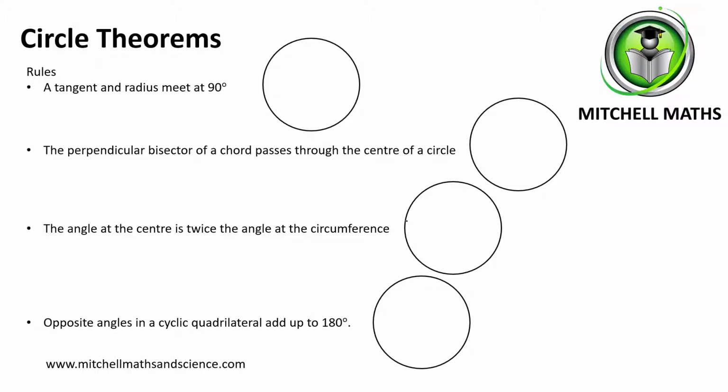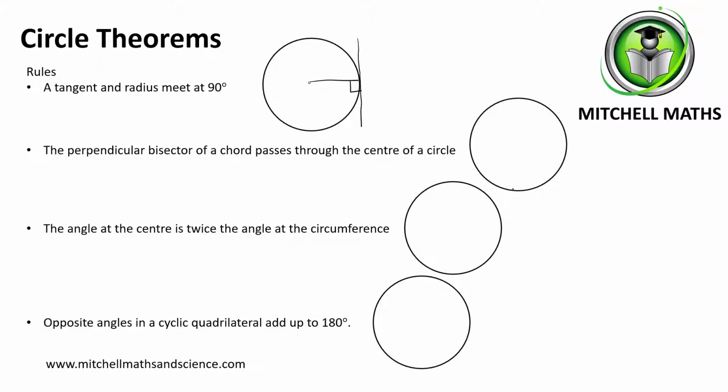Now let's have a look at four more rules. A tangent and radius meet at 90 degrees. If you've got a radius from the centre of the circle and it meets a tangent, so a tangent is a line that just touches a circle and goes past, the angle that the radius and tangent make will be 90 degrees. The perpendicular bisector of a chord passes through the centre of the circle.